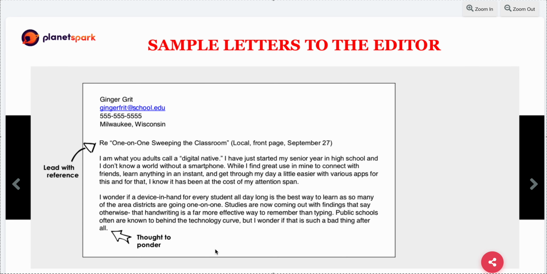Continue. Yeah, the conclusion part, you have to make me understand what is written. You read and then make me understand. Students are now coming out with findings that say otherwise, that handwriting is far more effective way to remember than typing. Public students often are known to be behind in the technology curve. But I wonder if that is such a bad thing after all.